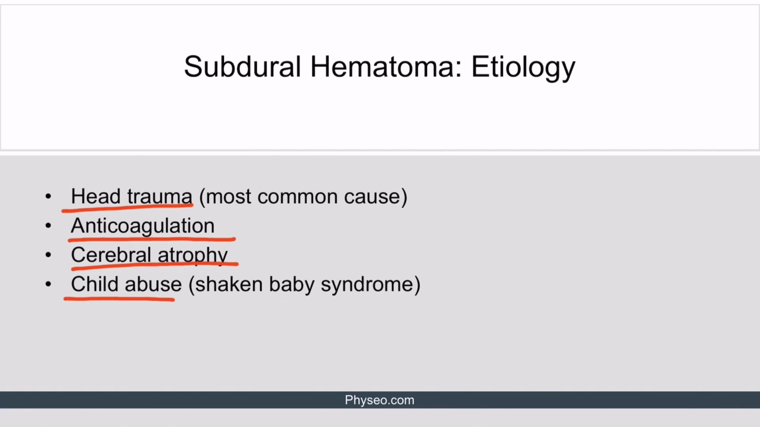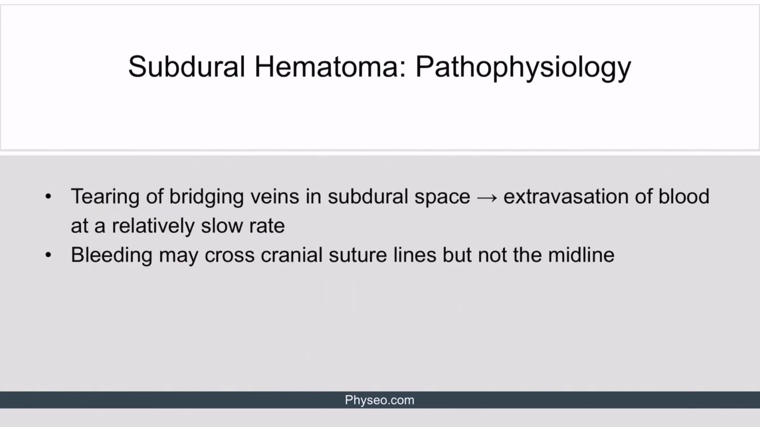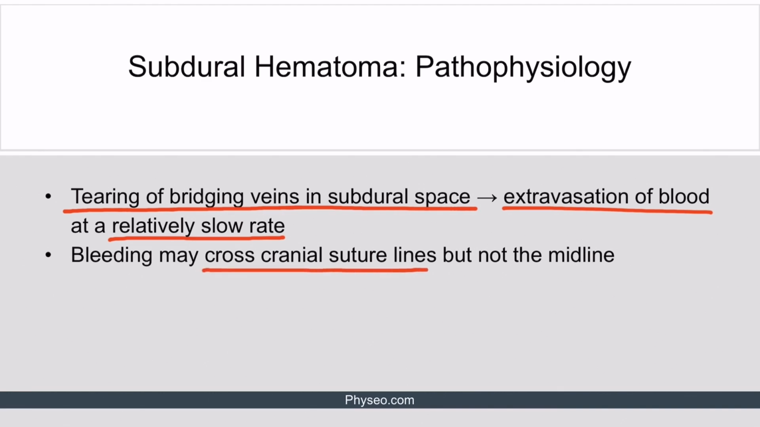abused by their caregiver. Subdural hematomas are typically caused by tearing of the bridging veins in the subdural space. This results in extravasation of blood at a relatively slow rate. The bleeding may cross the cranial suture lines. However, it cannot cross the midline because the subdural space is fixed to the falx cerebri.